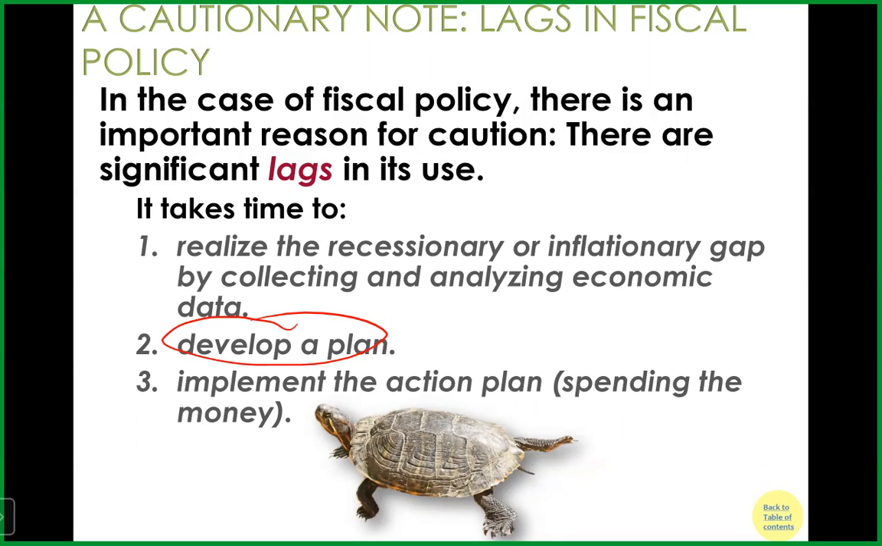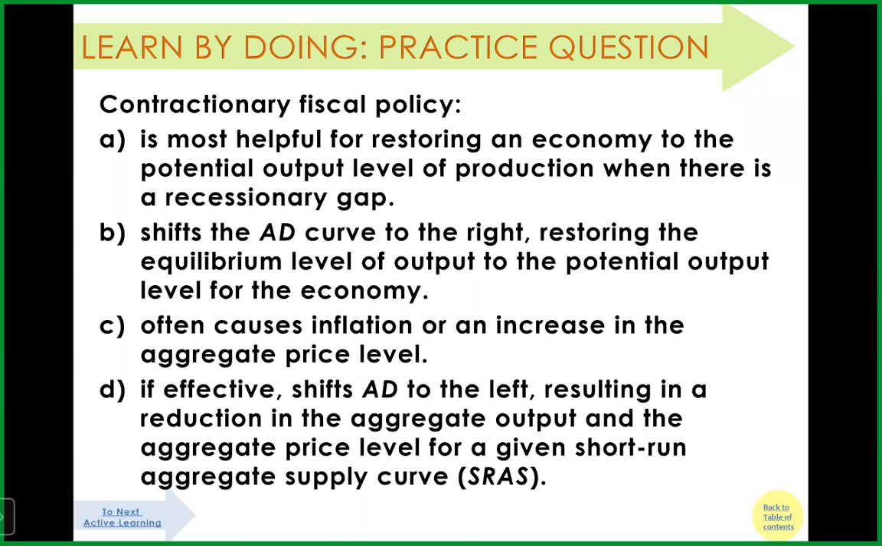This is more or less like trying to change the course of a big cruise ship in the ocean. It is much more difficult compared with just changing the direction of your bicycle, because there's lots of inertia, basically. Now let's look at this practice question regarding contractionary fiscal policy. Contractionary fiscal policy, A, is most helpful for restoring an economy to the potential output level when there's a recessionary gap. Is that correct?